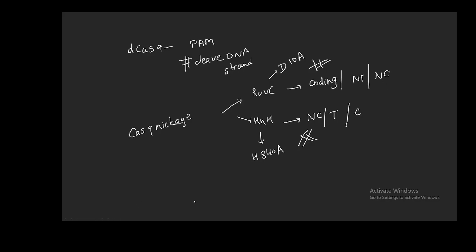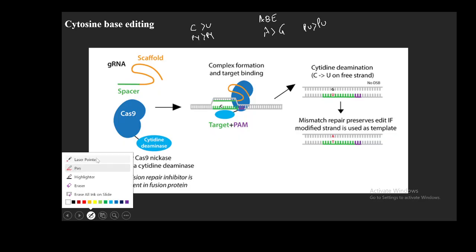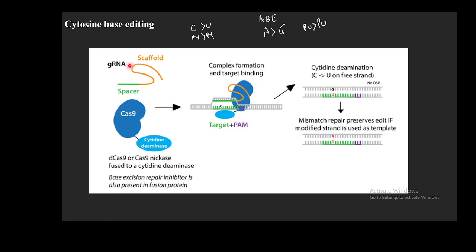Okay, so here you can see basically what happens in this cytosine base editing. You are using the guide RNA, and you have the Cas9 protein which is fused with the cytidine deaminase. This cytidine deaminase will deaminate the cytosine residues and will convert this cytosine base to uracil. Now this cytidine deaminase and Cas9 protein is also fused with the UDG inhibitor, which is the uracil DNA glycosylase inhibitor.